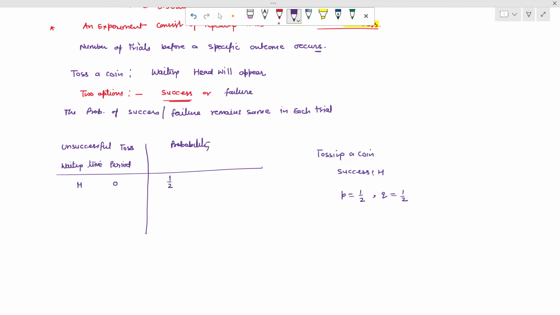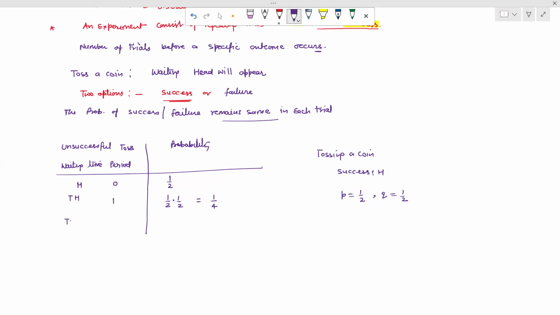Now, what is the second chance? It may be possible that the first time we toss we get the tail, then we get the head on the second toss. So what is the waiting period? The waiting period is 1. That means we tossed once and got a tail, then tossed the second time and got the head. So one is the waiting period. At that time, what is the probability? The probability can be written as 1 by 2 into 1 by 2. The probability remains the same in each trial, but the total probability is 1 by 4.